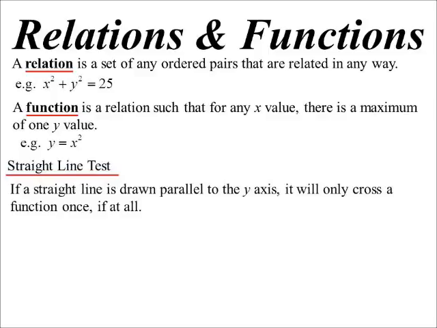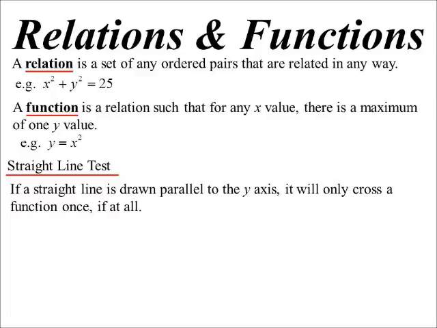Visually, an easy way to tell is what we call a straight line test, and that straight line, of course, is vertical. If you imagine sliding a vertical line across the graph, if it hits it only once, then fine, it's a function. But as soon as that straight line hits the curve twice or more, no good. A straight line drawn parallel to the y-axis, so vertical, will cross it once, if at all.